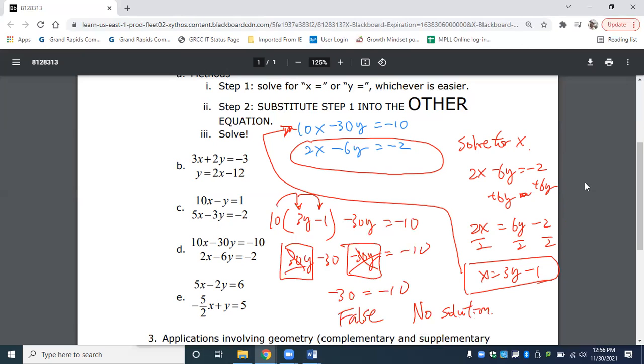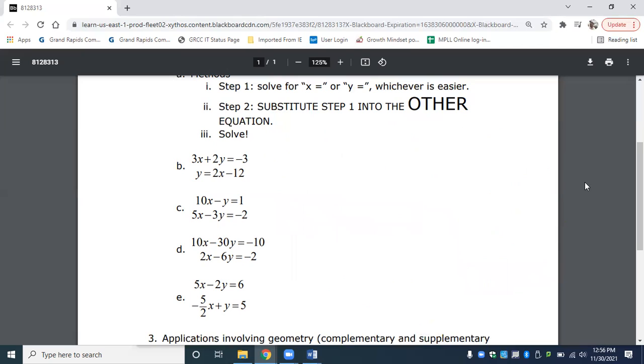Next problem. You have 5x minus 2y equals 6, and you have -5/2 x plus y equals 5. In this case, I think the easiest way to do it is just solve for y.